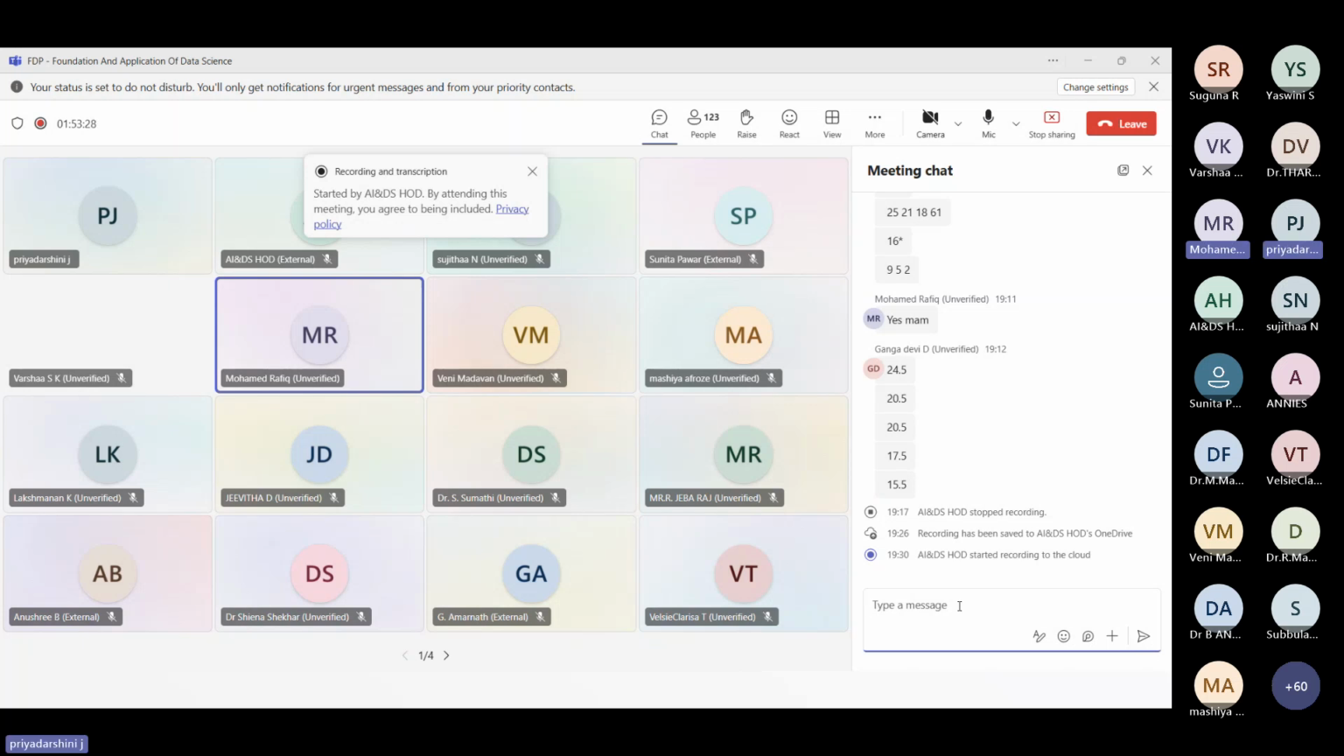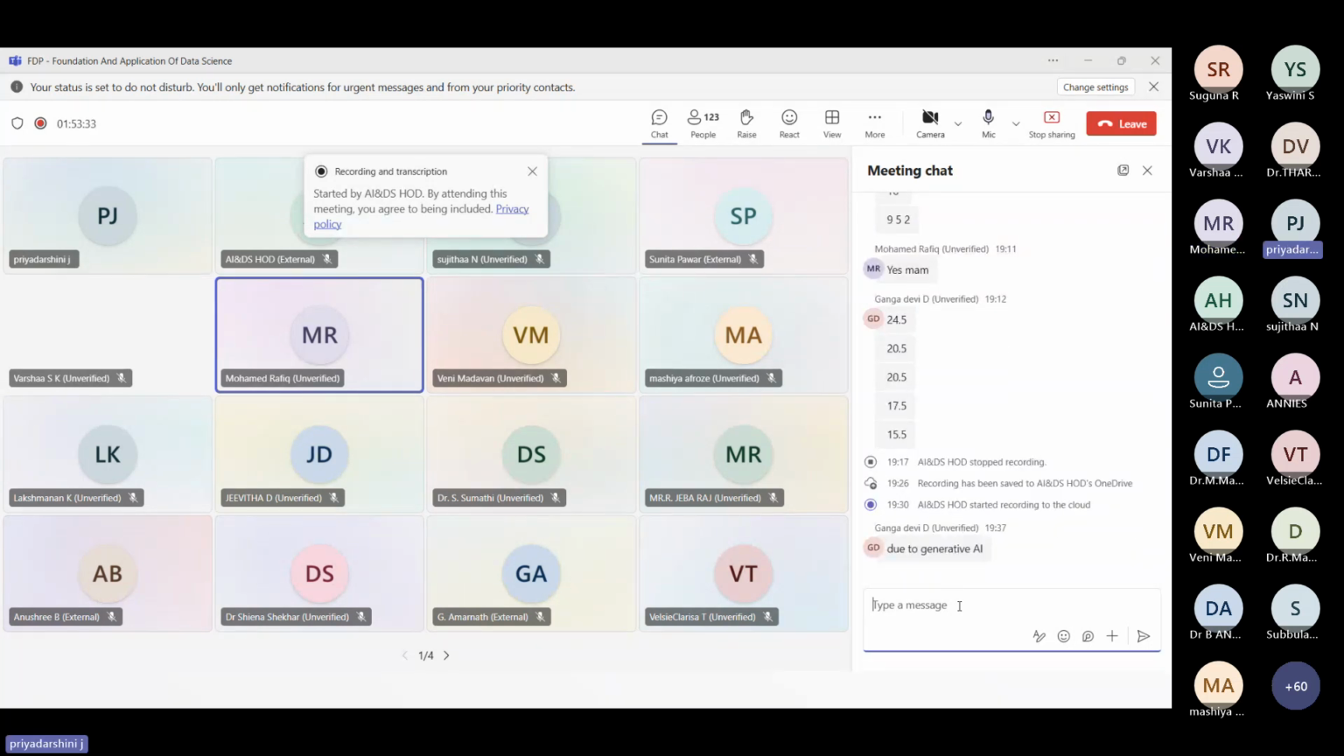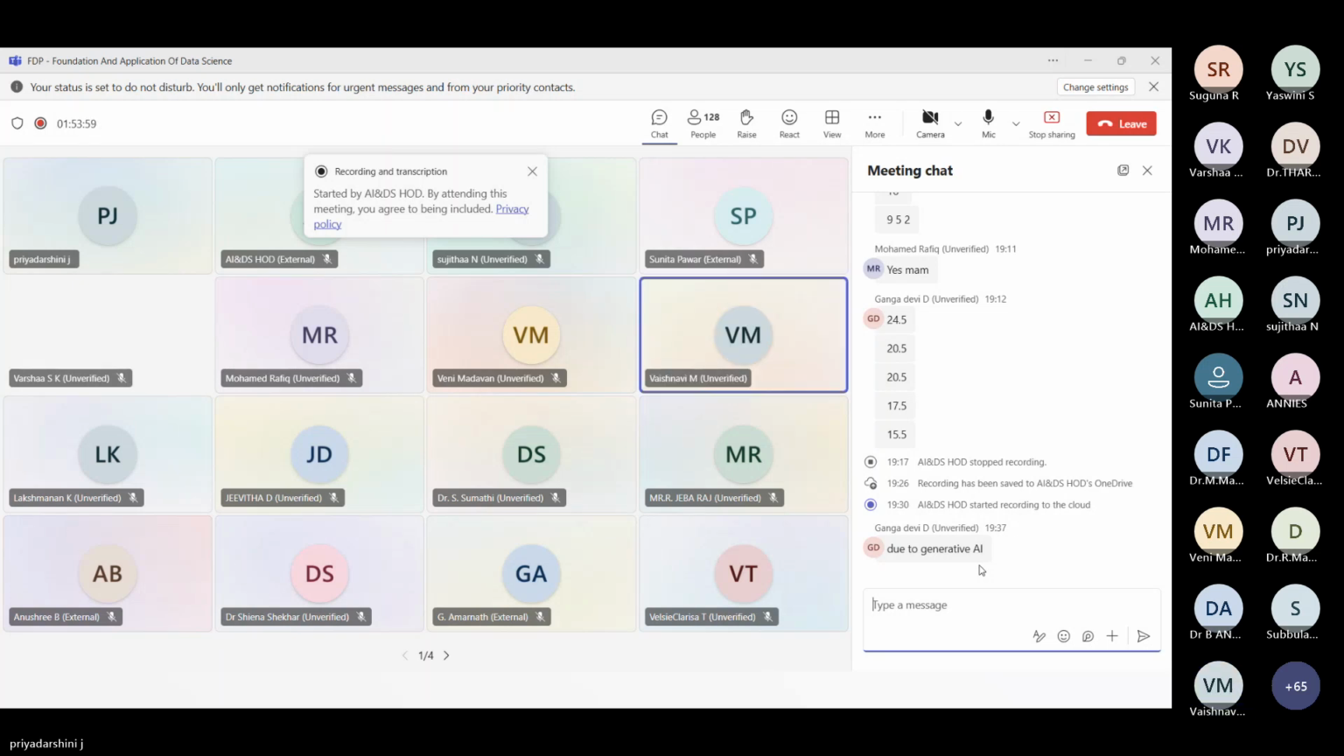Most of us have become more dependent due to generative AI. I can also say that. Whatever language, we can access it easily. So you are saying that LLM has become more prominent nowadays. That is also one of the reasons.